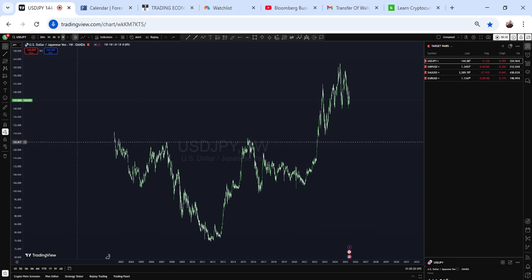Firstly, the platform I'm using is called TradingView. Once you search for TradingView on Play Store, you immediately get the app and then you download it. But I prefer you download it on your PC if you have a laptop, because the zoomed screen will help you to analyze effectively.